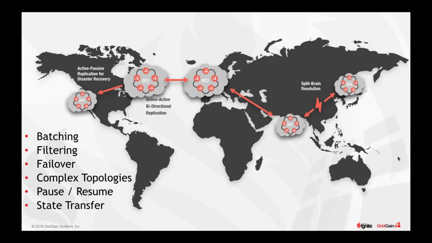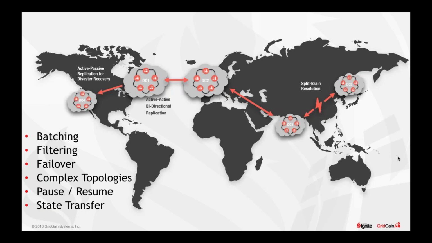Some of the features that are available in data center replication is batching. So updates in a sender cache are not sent to the sender hub immediately, and we'll talk about what those sender caches and sender hubs are in a bit. They're accumulated in batches, and once the batch is too big or too old, it is sent off to be replicated. You can also provide an optional filter for cache updates.